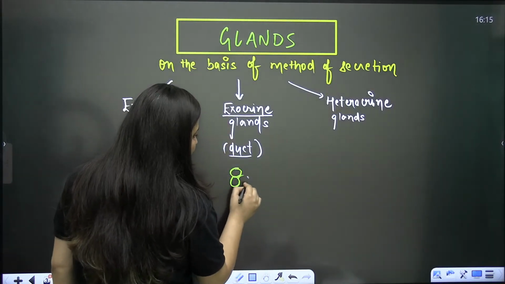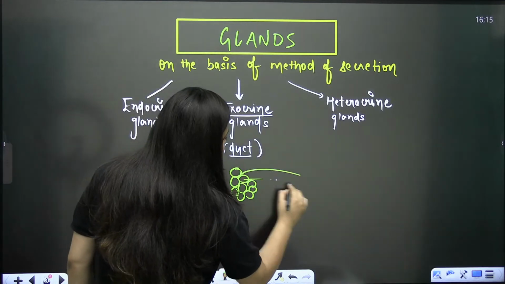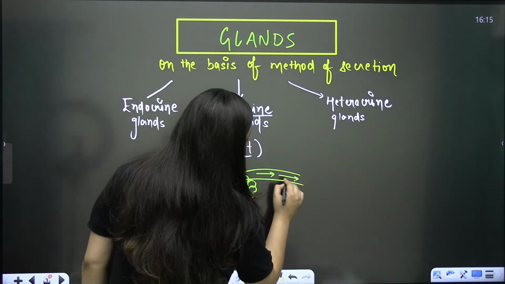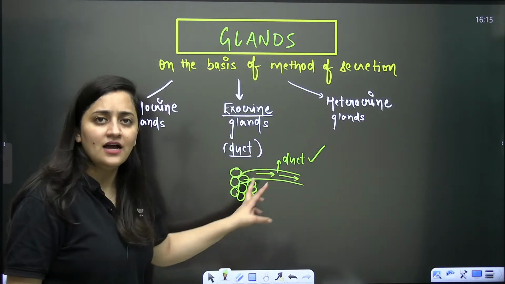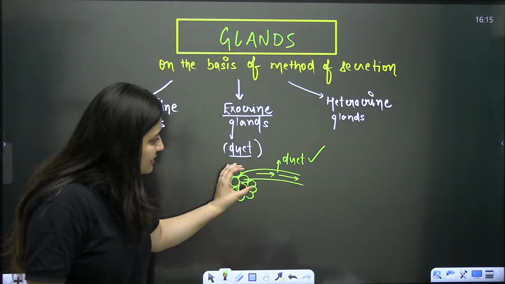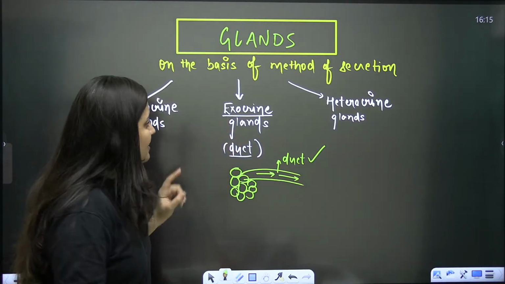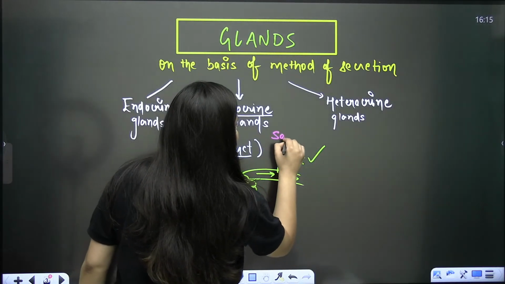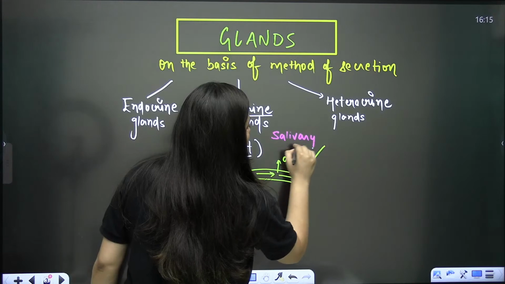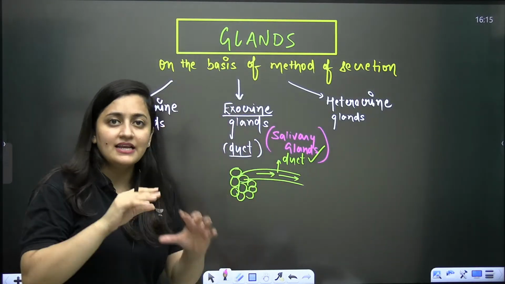Let's say here you have a gland. The gland will pass its secretion to the destined place with the help of a tube-like structure, and we call it a duct. With the help of this duct, the secretions will directly pass to the destined place. So it is the exocrine gland having ducts. The best example is your salivary glands. Salivary glands are having the ducts, na?